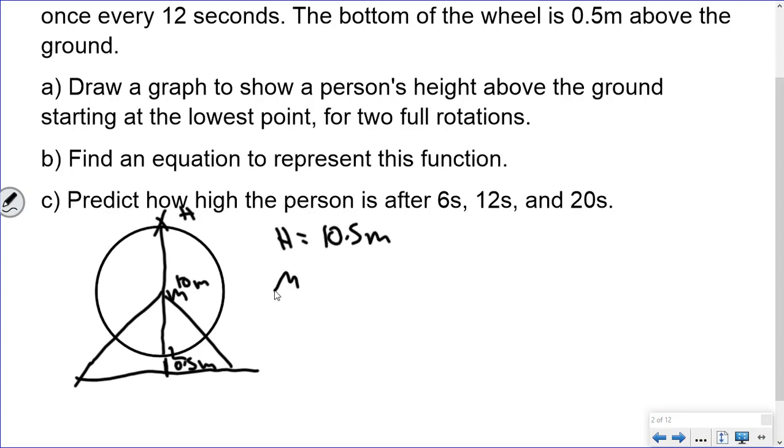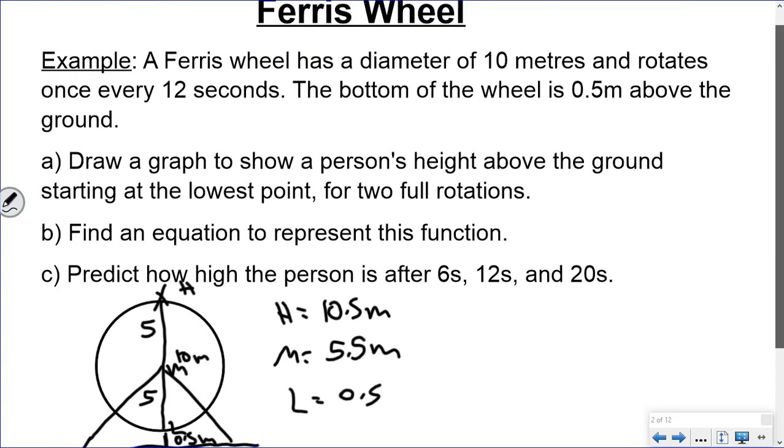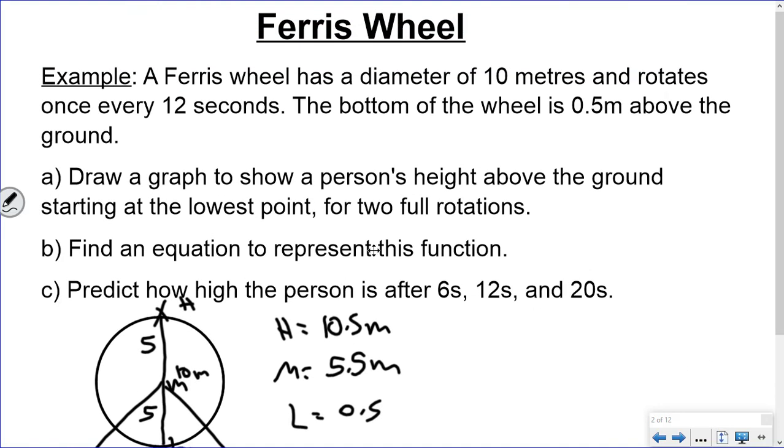And then my middle point, so if the diameter is 10 meters, that means that the radius is 5. So that middle point is going to be 5.5 meters. And then finally, the low point is going to be 0.5 meters because that's at the bottom of my Ferris wheel.